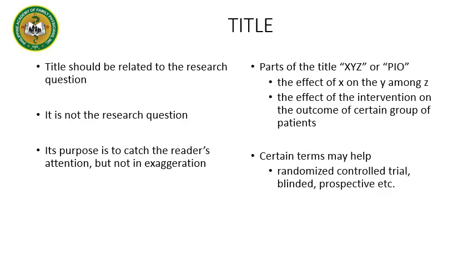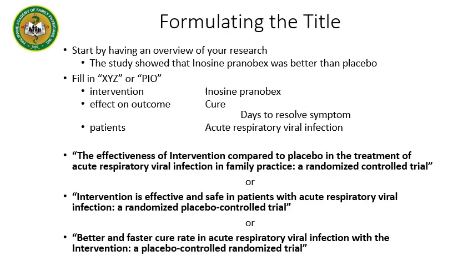And the last thing that I would write will be the title. The title is usually similar to your research question, PIO: the patient, the intervention, and the outcome. But it is not the research question. And when you write a title, you can somehow choose some phrases like a randomized controlled trial or meta-analysis. So here's an example. This is an example of a title with an intervention, and then the outcome is cure or days to resolve symptoms, and the patients have acute respiratory viral infection.